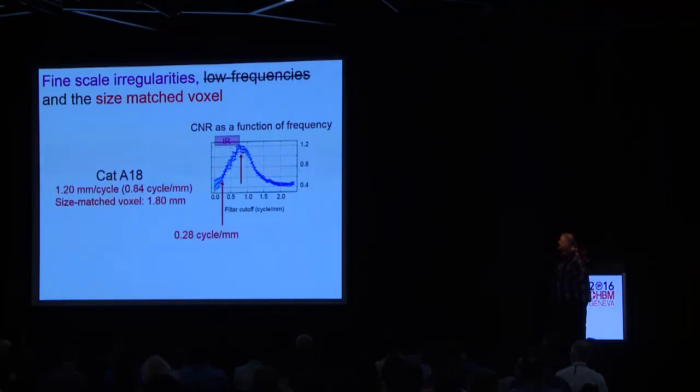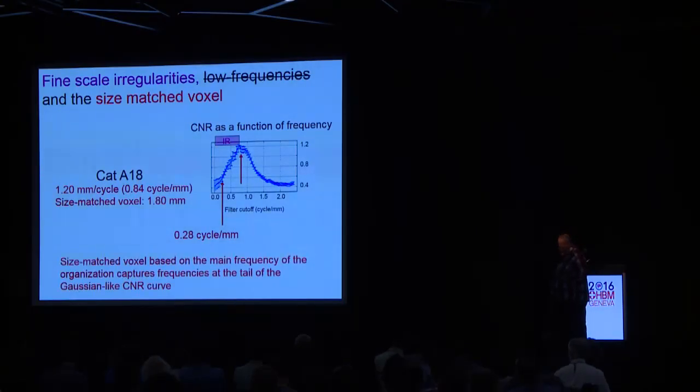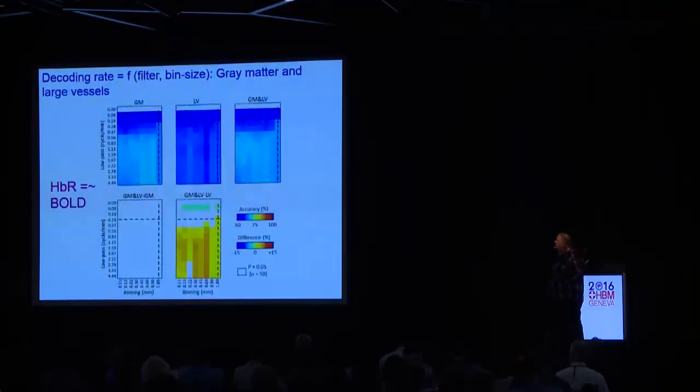Now, the size-matched voxel is 1.8 millimeters, and it captures frequencies up to 0.28 cycles per millimeter in cat area 18. Size-matched voxels in cat area 18 capture frequencies at the tail end of the Gaussian-like contrast-to-noise ratio curve. We then went on to compute decoding directly with a support vector machine, this time from the gray matter region, separately from large vessel regions, and from gray matter and large vessels combined.